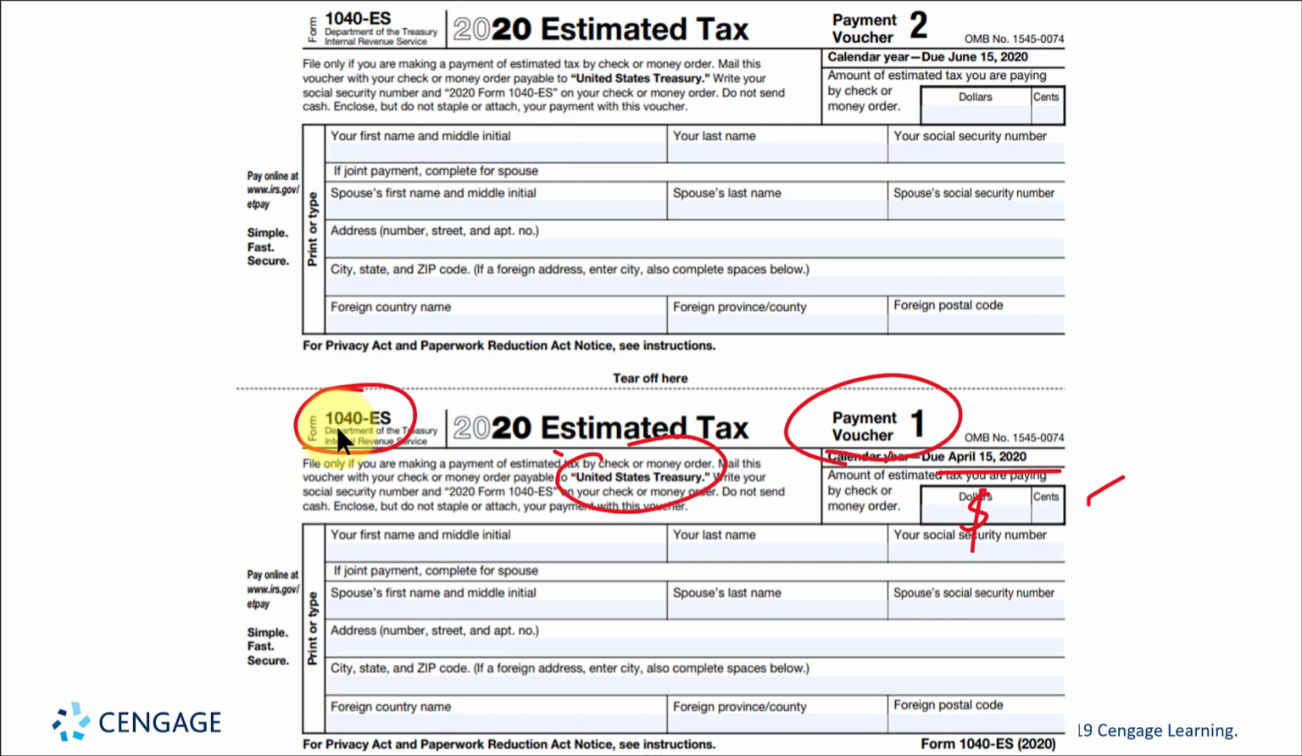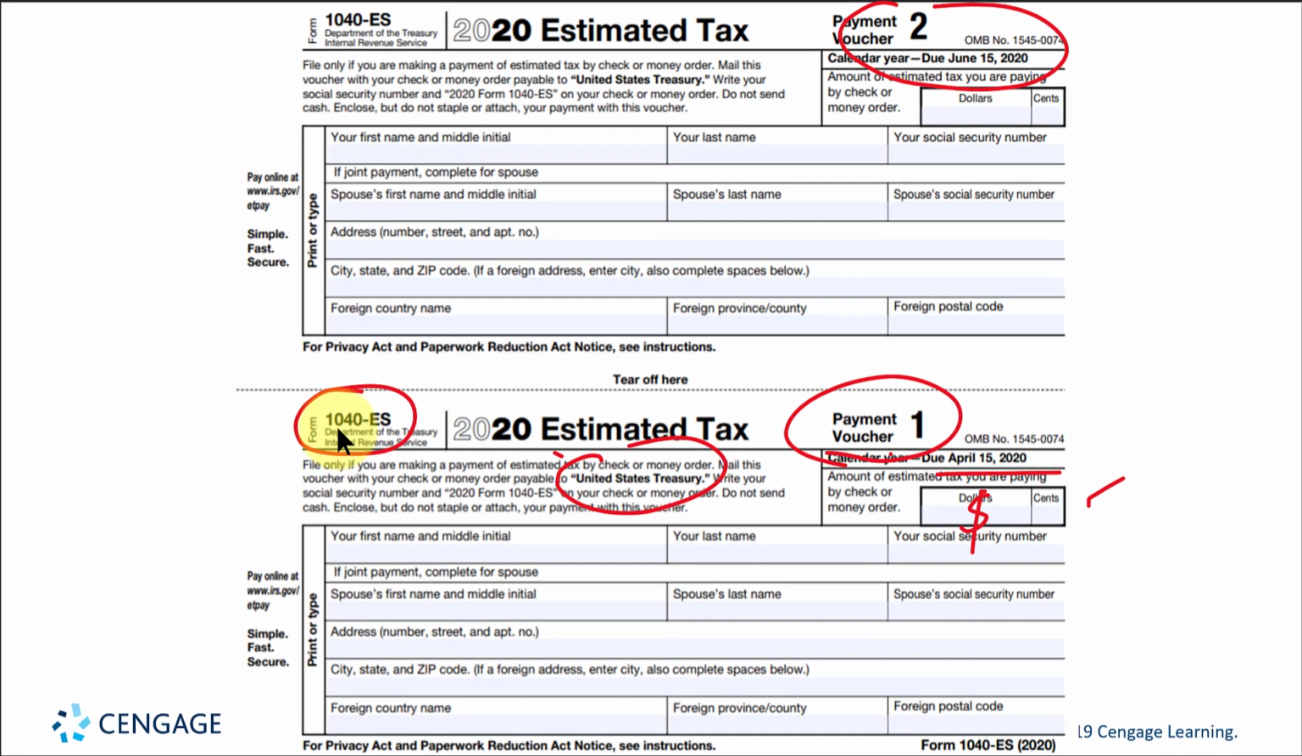And here you can see the second voucher due June 15th. The third is September 15th. And the fourth quarterly payment is due after the year's over, January 15th.